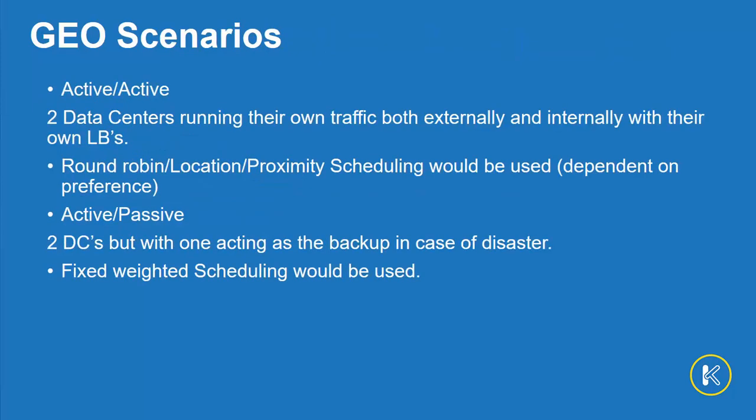Here we have two scenarios. We have an active-active, where two data centers are running the application both externally and internally. Round robin, location, or proximity scheduling could be used here. And then we have an active-passive configuration, where there are two data centers and only one is providing access to the application and the other one is acting as backup. Fixed weighting should be used in this scenario.